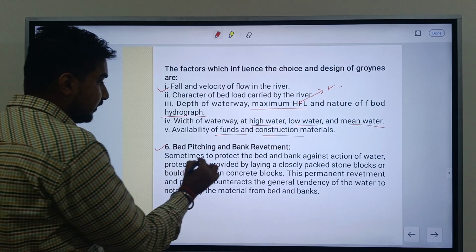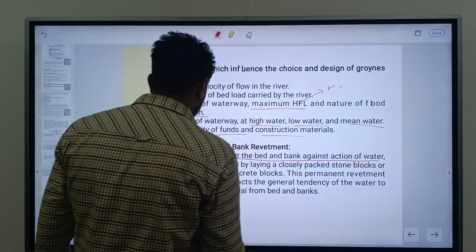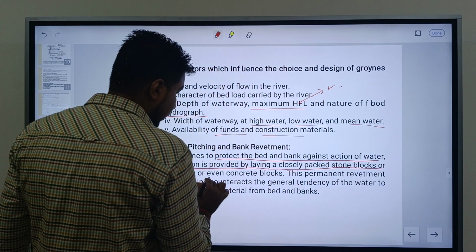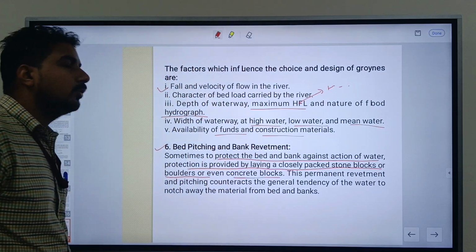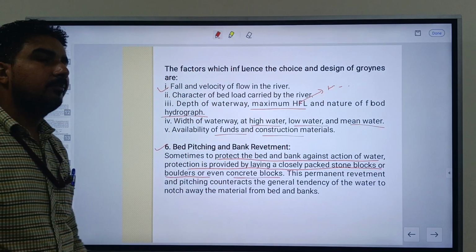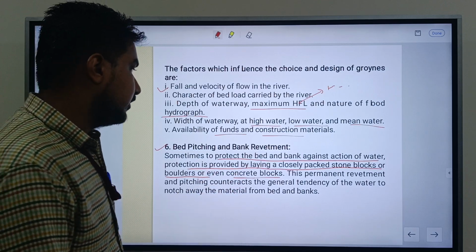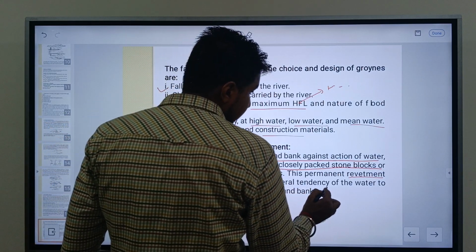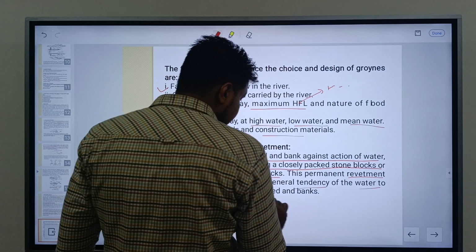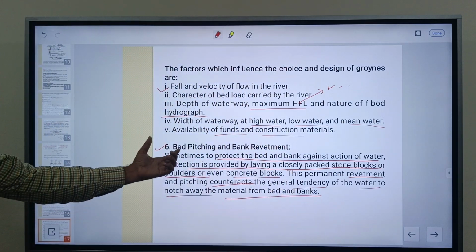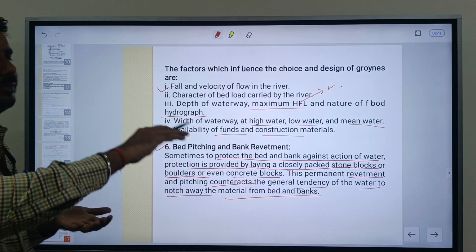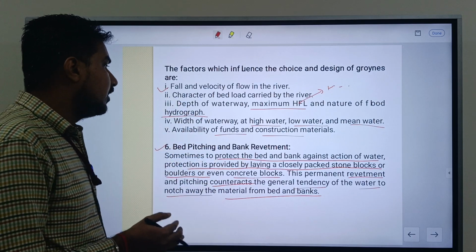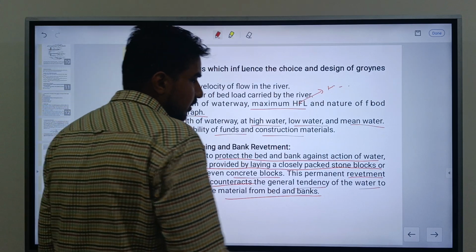Bank pitching means that we sometimes have to protect our banks against the action of water, and the protection is provided by laying costly packed stone or other boulders, or even constructed blocks. Means we have to protect the sides of the river against outflanking, degradation and erosion of the bed. So this permanent riverine pitching is constructed generally to resist the tendency of water to notch away the material of the bed and the banks. Pitching means we cover it with stones or any type of material so that it cannot be eroded, and the banks are kept in protected condition.